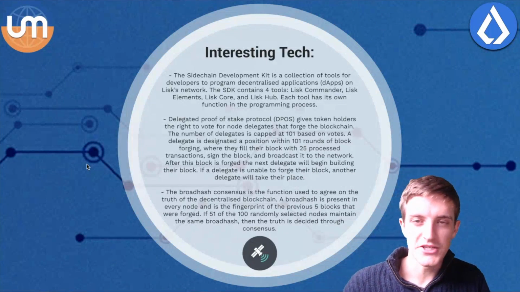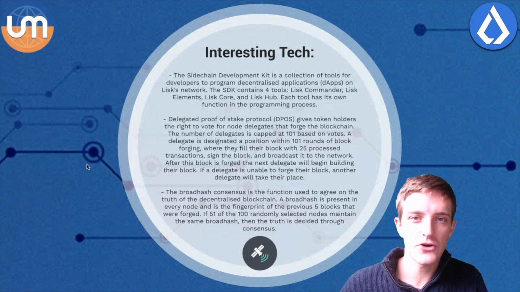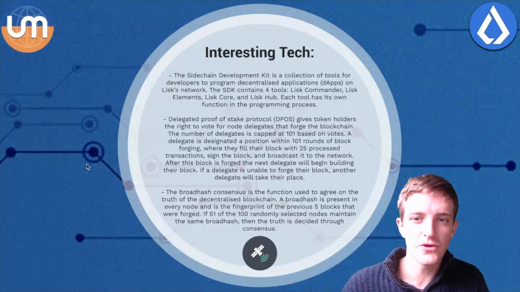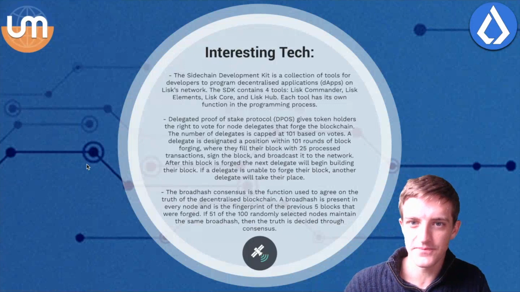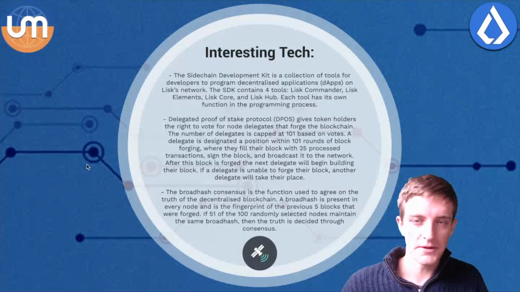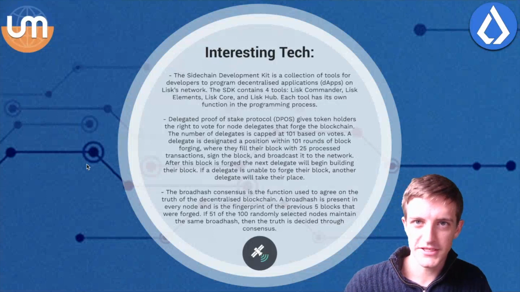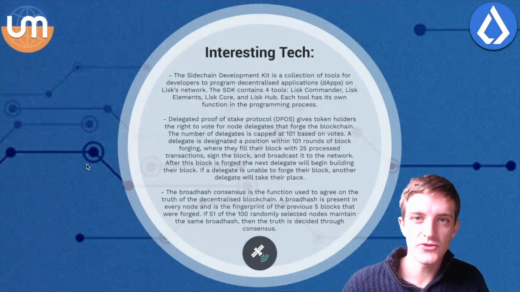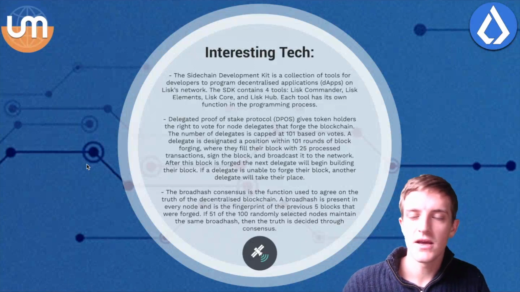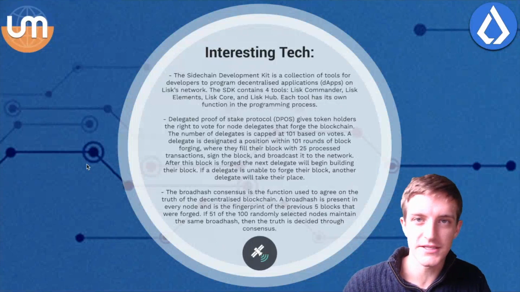Some of the other technologies: the Delegated Proof of Stake protocol, or the DPoS, which gives token holders the right to vote for node delegates that forge the blockchain. The number of delegates that will be forging the blockchain is capped at 101 based on stakeholder votes. And after a delegate is voted in, they are designated a position within 100 rounds of block forging, where they will fill a block with 25 processed transactions, sign the block, and then broadcast it to the network.